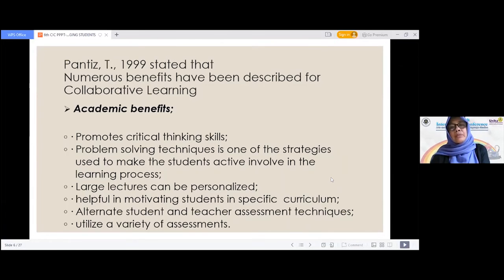Problem-solving technique is one of the strategies used to make students actively involved in the learning process. And large lectures can be personalized. Even though students are placed in a team, the teacher in collaborative learning also observes individual consultation. And alternate student and teacher assessment techniques utilize a variety of assessments, meaning that the assessment comes from some sources: from the process, the performance, and also the product result.